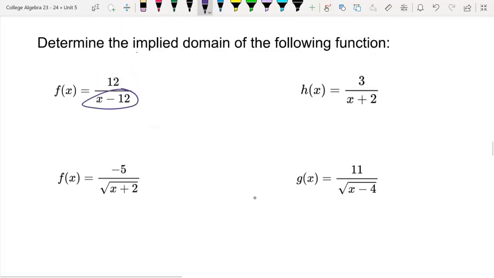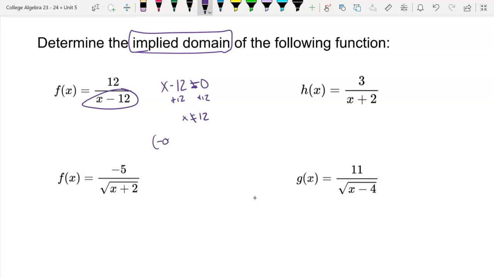When it says find the implied domain, we're worried about the x value. So I'm going to find the x, locate it. Notice it's on the bottom of a fraction. Realize we talked about this before. You can't have 0 on the bottom. So I'd add 12, x can't be 12. So we'd write, as our domain, negative infinity to 12, union 12 to infinity. Now notice I use a parenthesis on 12 because that indicates that I can't use 12. Okay?